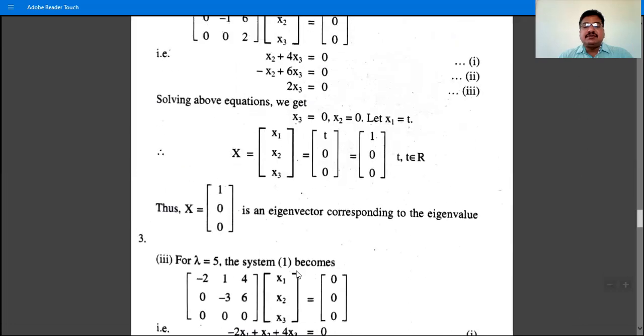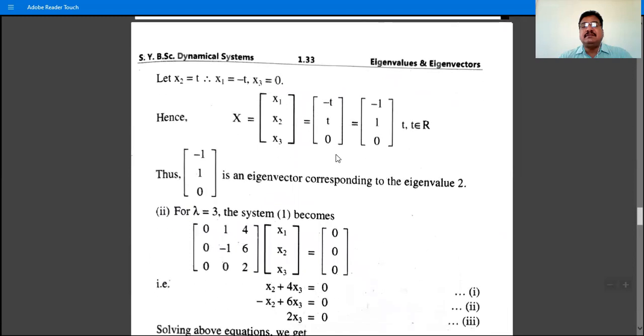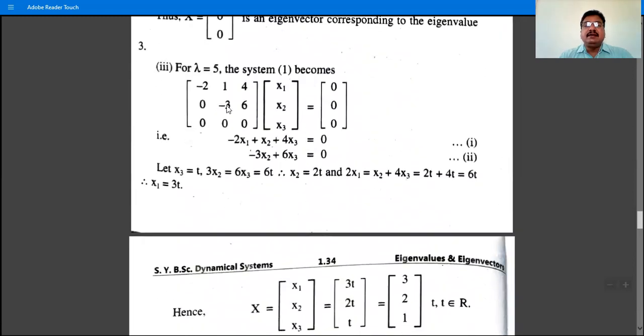Then substitute lambda is equal to 5 in equation number 1. Substitute lambda as 5 in this equation, and we have this. Again consider this augmented matrix, the coefficient matrix A combined with 0, and reduce that matrix to echelon form. Rewrite the equations. So we have the system, and then substitute. We have two equations and three unknowns, so assign one unknown. Suppose x3 is t, then find x2 as 2t, and then find x1 as 3t.